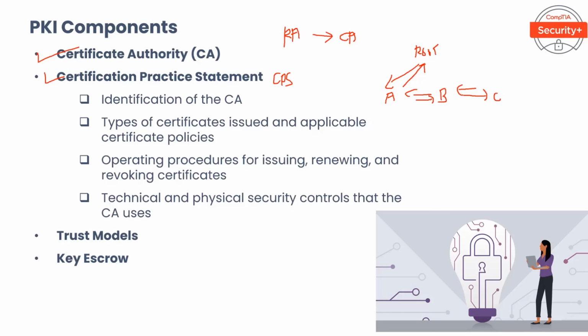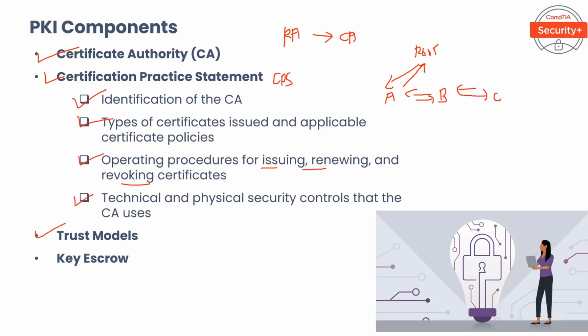Certificate policies, on the other hand, indicate the rules that apply to an issued certificate. A CPS includes the following items: identification of the CA, types of certificates issued and applicable certificate policies, operating procedures for issuing, renewing, and revoking certificates, and technical and physical security controls that the CA uses.